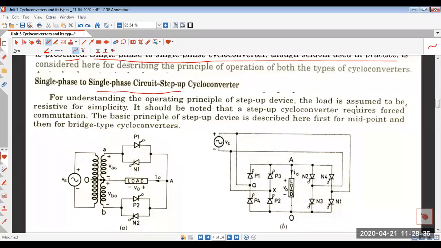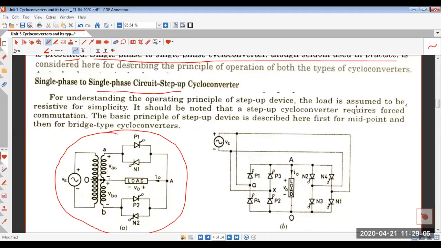So here you can see two cycloconverter circuitries are shown. This cycloconverter circuit is basically a single phase to single phase step up cycloconverter. Now, how can we say that this is a step up cycloconverter? Only when we come to know that the output frequency is greater than input frequency. That is part of the analysis that we will cover later on.